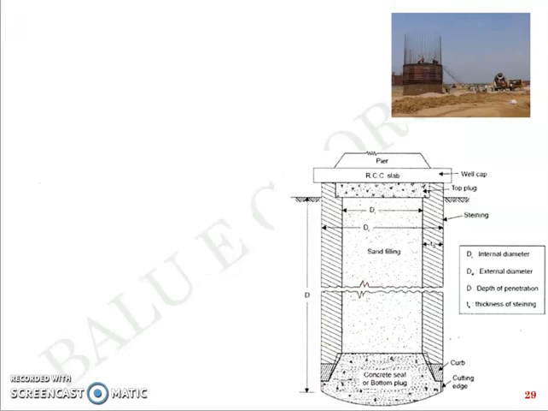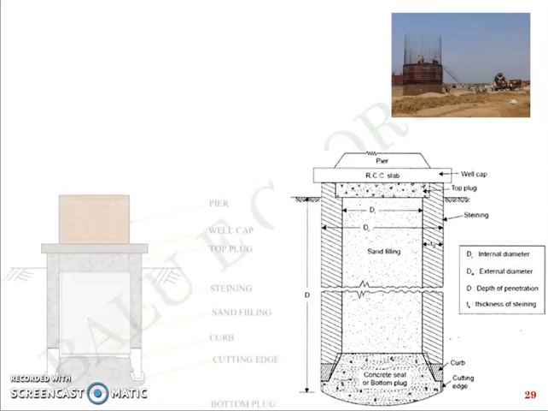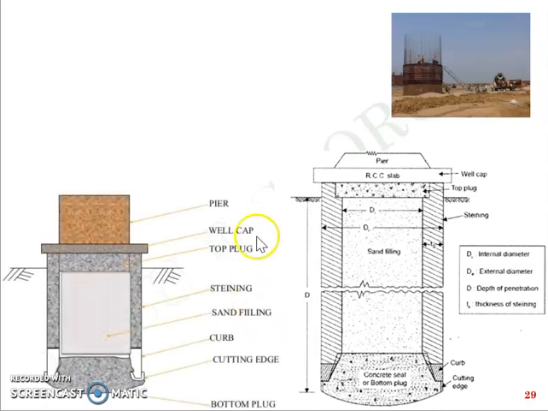Now, this picture would probably give you a better understanding. You have the pier there, you have the well cap, below which you have the top plug, then comes the steining. You can have either the cavity filled with sand or you can leave it as such, and then you have the curb here, then you have the cutting edge and the bottom plug.